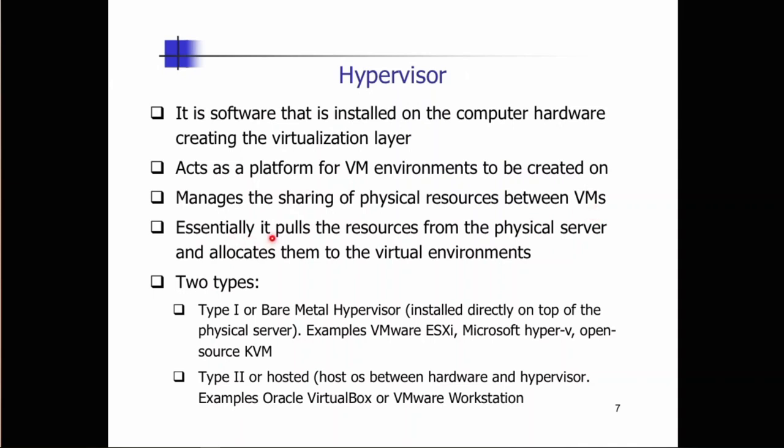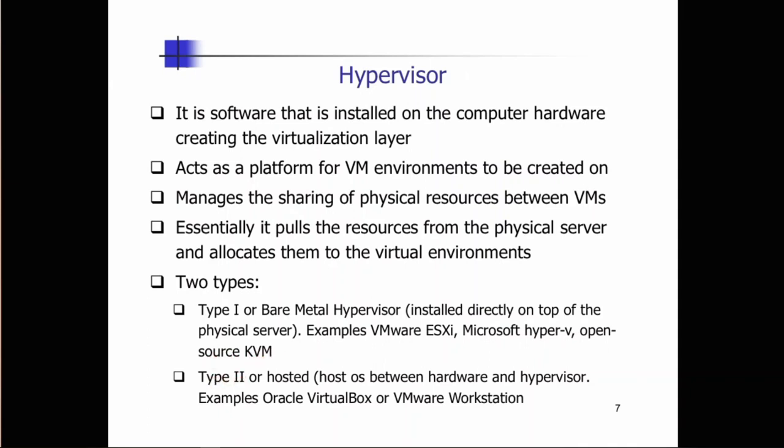So essentially, it is pulling the resources from the physical server, the actual computer hardware, and is allocating them to the virtual environments. There are essentially two types of hypervisors. There is type 1, and there's type 2. Type 1 is also called a bare metal hypervisor. In the bare metal hypervisor, the hypervisor is installed directly on top of the physical server. Some examples include VMware ESXi server, Microsoft Hyper-V, and open source KVM.